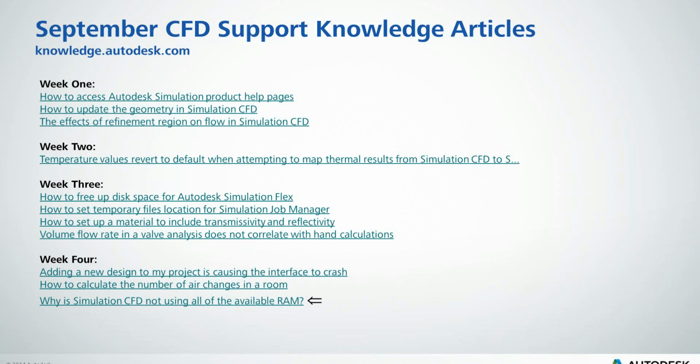One thing I just want to point out that does come up on occasion is the question of why Simulation CFD is not using all the available RAM. The simple answer is that the solver is tuned to use the RAM that it needs. So you can't allocate more RAM and have that solve your analyses any faster than it already is. If you need your analyses to solve faster, then it really comes down to upgrading your CPU or having more cores or things of that nature.